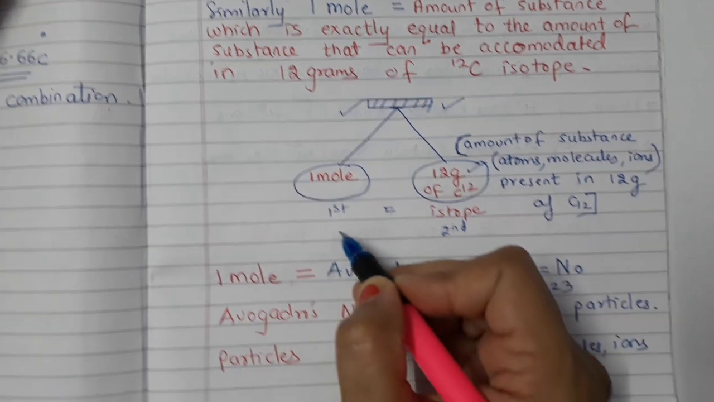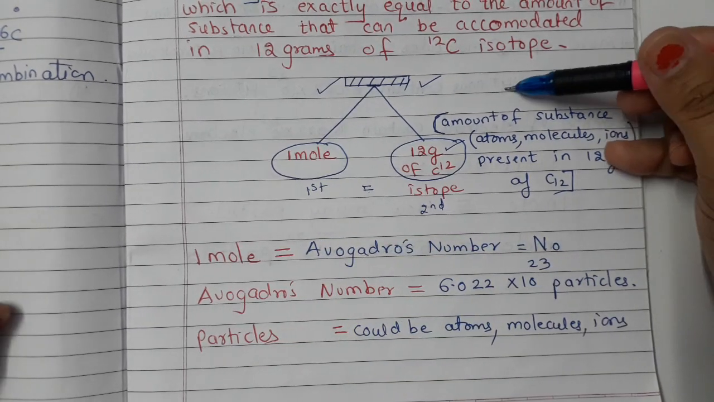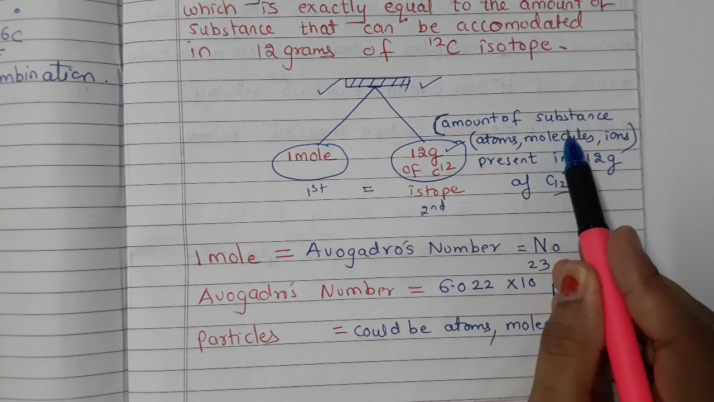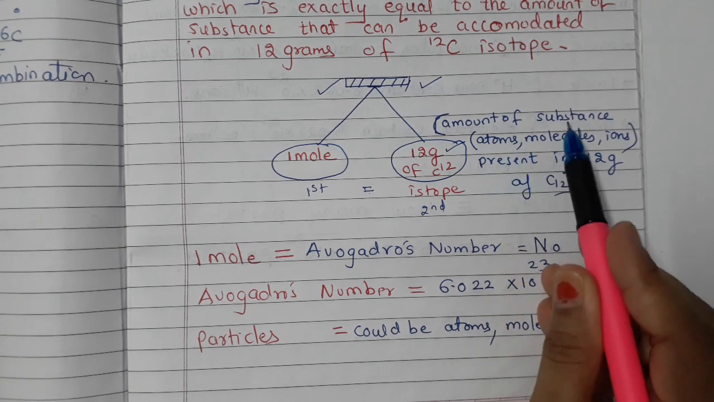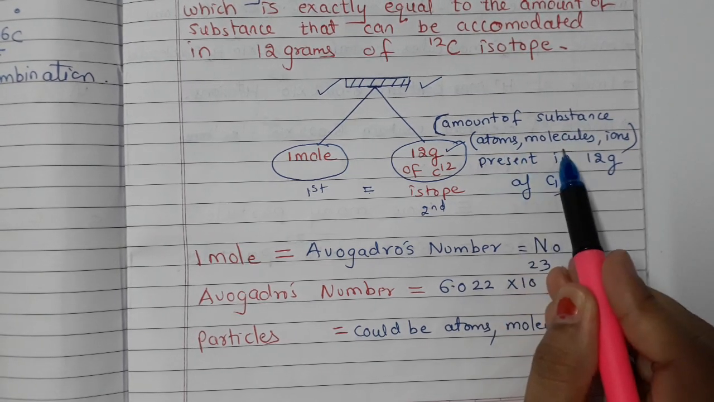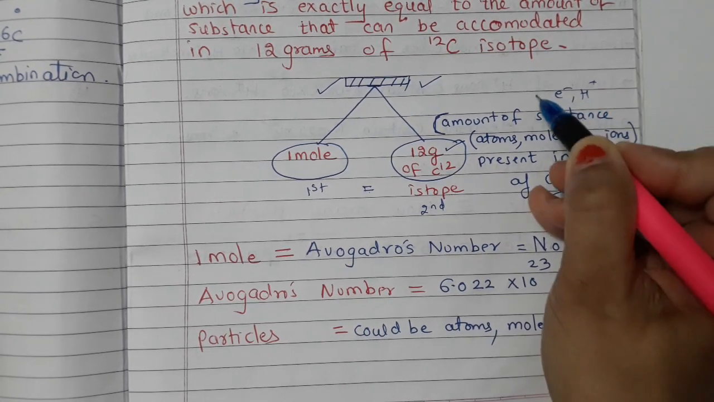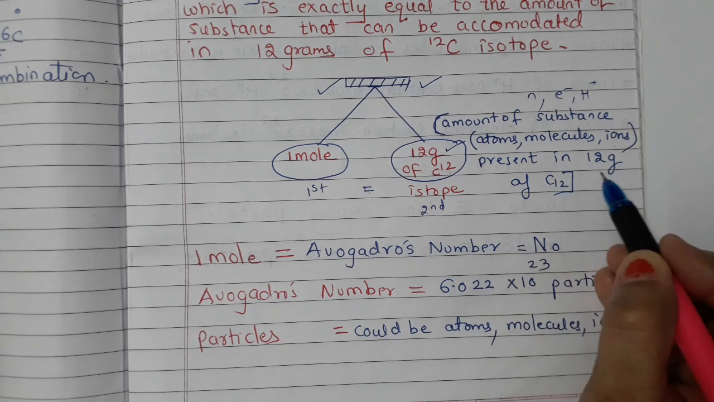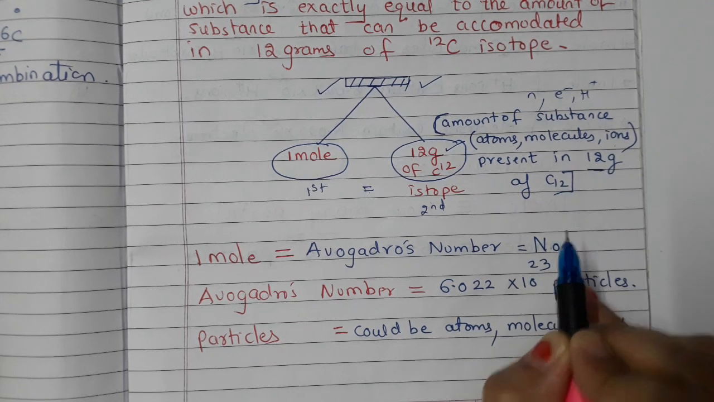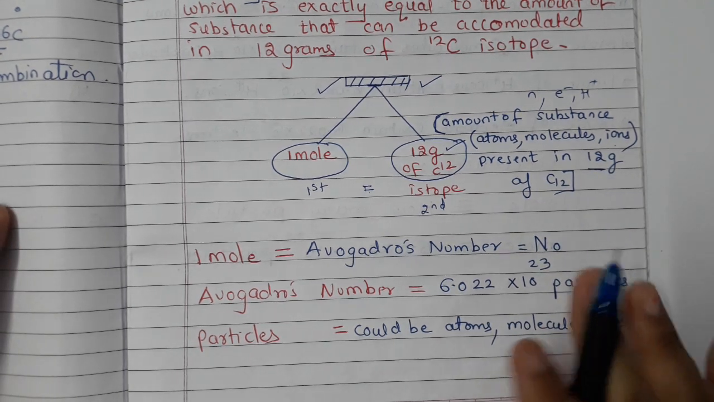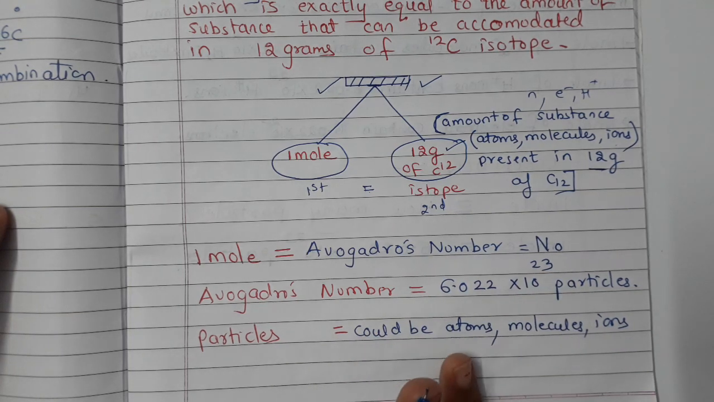And hence we come to the definition once again, that mole means the amount of substance, and this substance can be atoms, molecules, ions, electrons, protons, neutrons, present in 12 grams of carbon 12 isotope. Now we are just covering some basics of mole first of all.